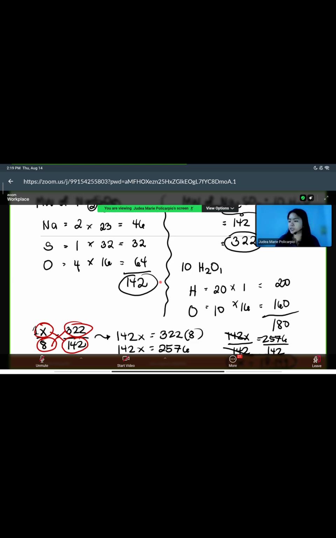So therefore, pag nakita nyo, uy, same na same yung problem, tandaan nyo na lang yung final answer. Okay, para hindi na kayo mahirapan: 18.14. Pag nakita nyo, uy, kapares na pareha, sodium sulfate decahydrate ang given, same na same, hanapin nyo na lang yung final answer, 18.14, para di na mahirapang mag-compute. Either way, final answer natin for this one is 18.14.